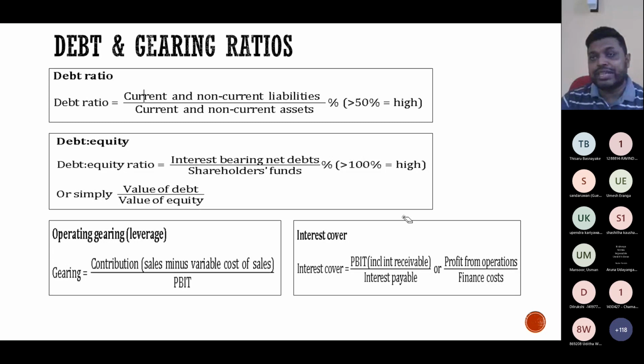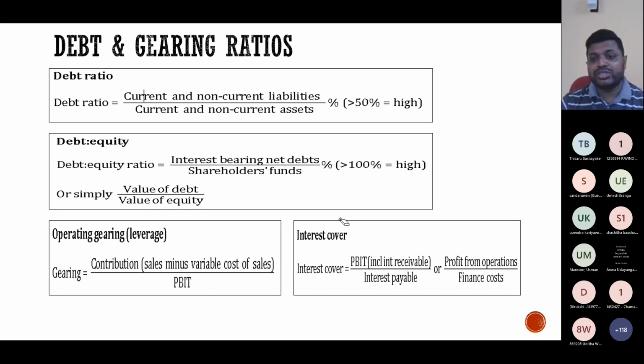Then interest cover, that means you can look at it. There are some companies whose profit is insufficient to pay their interest. Now think about Sri Lanka. We are facing a situation where even our revenue is not sufficient to pay the interest. Right. If the profit before interest and tax generated by the company is not sufficient to pay the interest, then you will be in trouble.